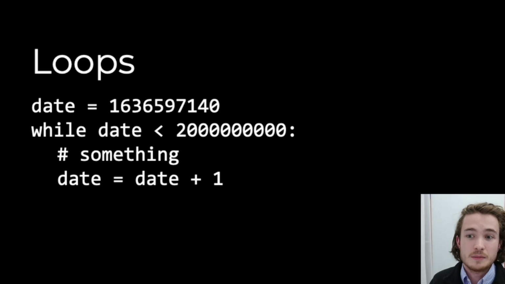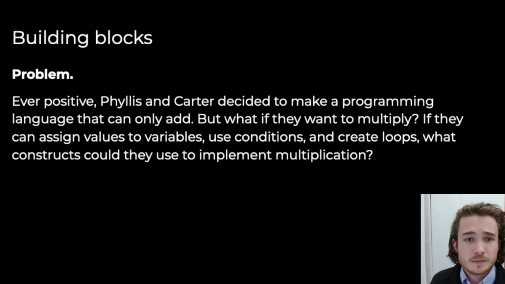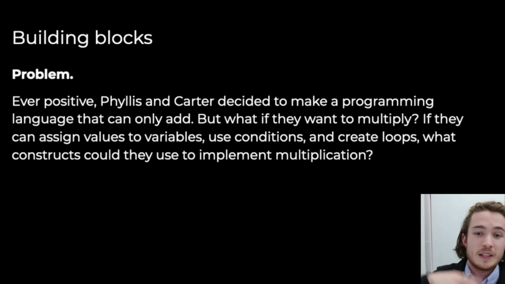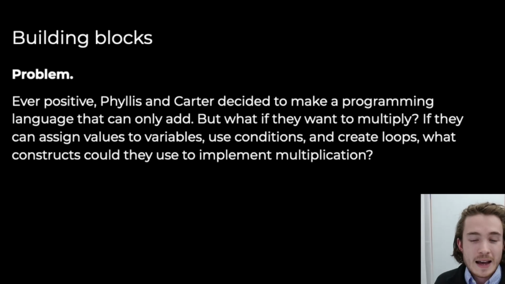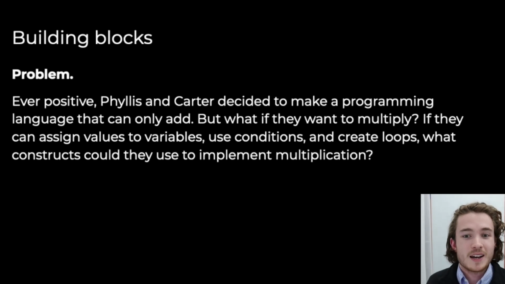So thinking about this and using these as building blocks, a question for us in the chat is, Phyllis and I have developed this programming language that we've sort of shown so far, but we've only added this addition operator, right? I didn't show you subtraction, division, or multiplication, but we actually want to be able to multiply things, right? We don't actually want to add them, we want to multiply them. And so if we can have variables, if we can have conditions, if we can have loops, well, what constructs could we use to actually make multiplication here?